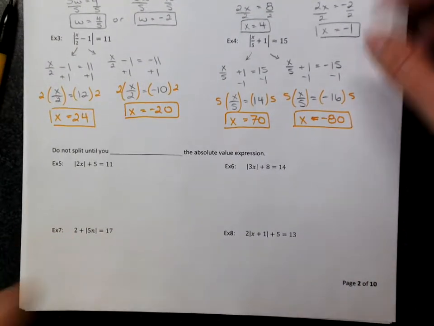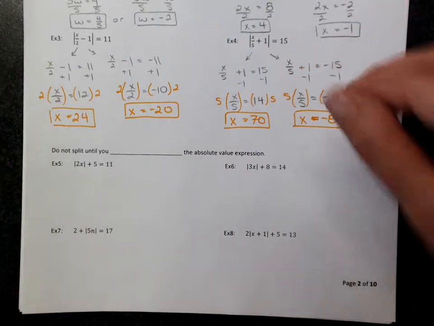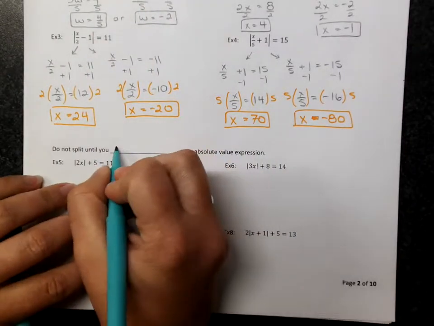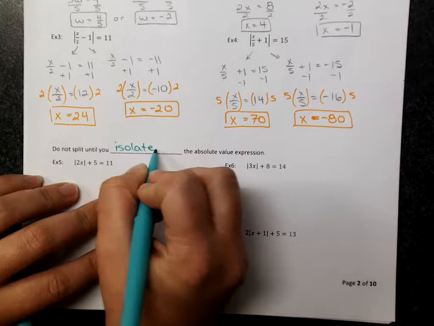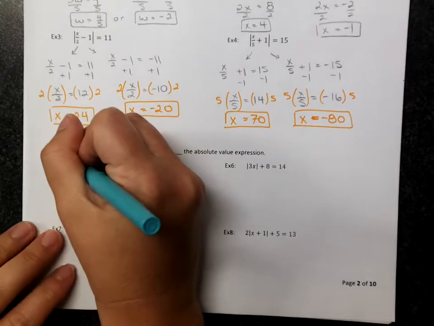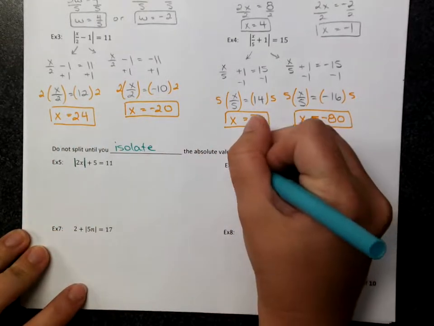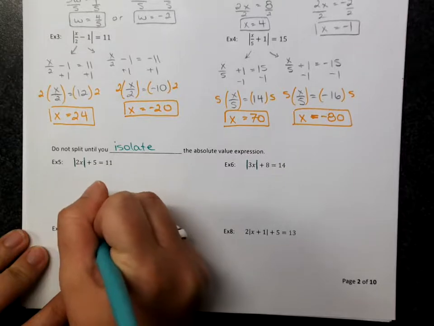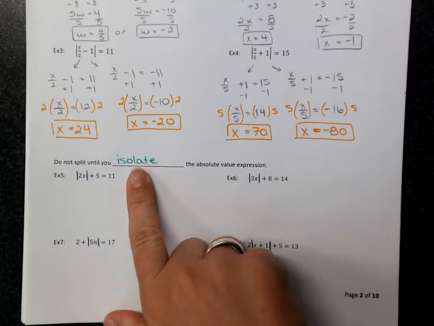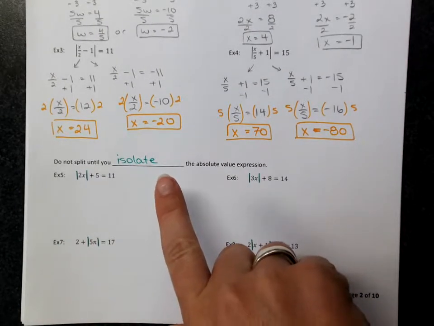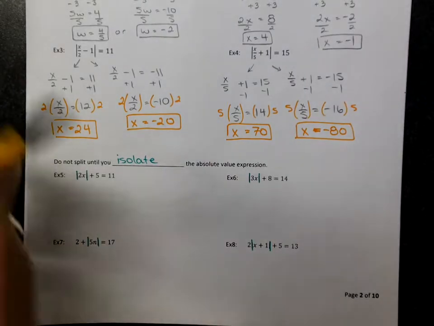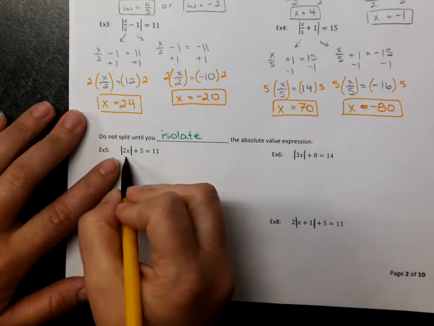The next piece is the same idea, just kind of an added step here. You do not split into the two options until you isolate the absolute value expression. So one thing students might do with a different color or highlighter is emphasize where the absolute value expression is. Just the part in the absolute value bars. We want to isolate that part, get it completely by itself before we split it into the two options.